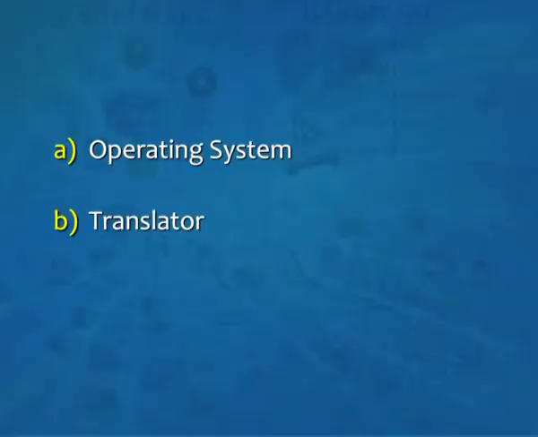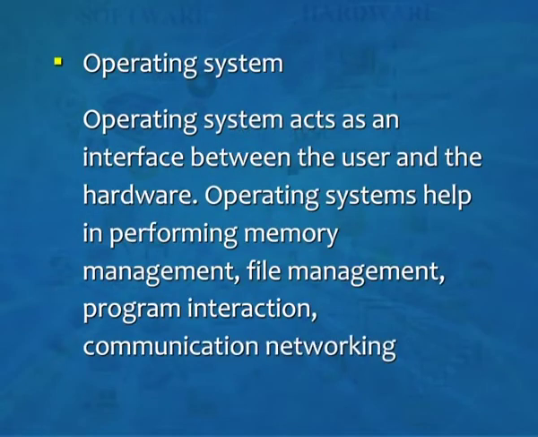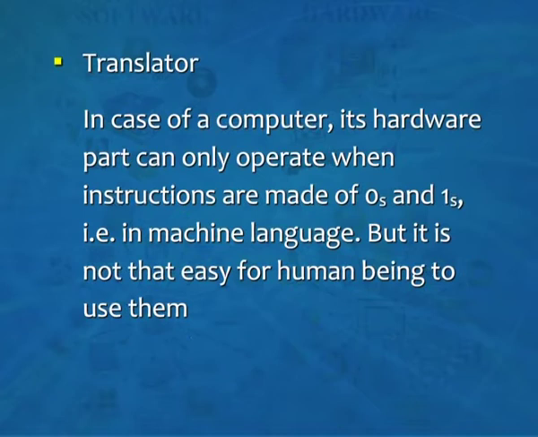There are different types of system software, for example, operating system, translator. Let us know about the operating system. Operating system acts as an interface between the user and the hardware. Operating system helps in performing memory management, file management, program interaction, communication, networking. Let us know about the translator.